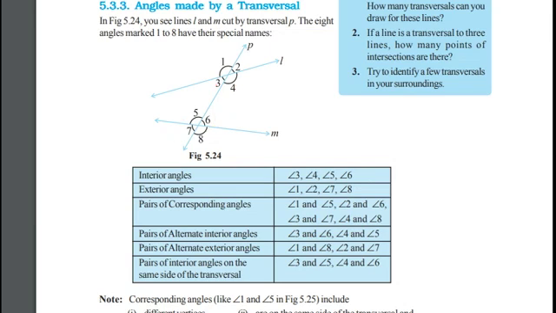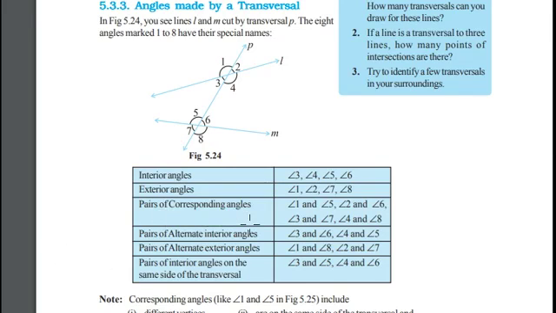We can think of interior angles in a simple way. Angles 3, 4, 5, 6 lie within the lines L and M, where P cuts at two points. We can see the angles 3, 4, 5, 6 are within these two lines. This is also one way of thinking of interior angles. Similarly, for exterior angles, 1, 2, 7, 8 lie outside the lines L and M. This is also one way of thinking about exterior angles.